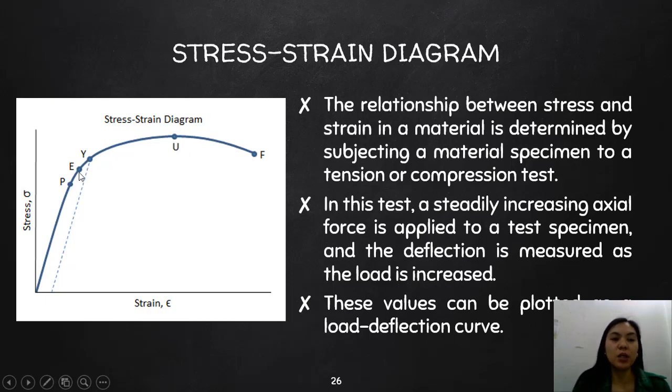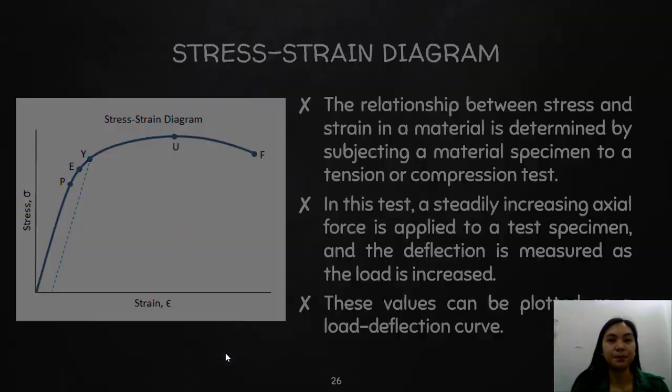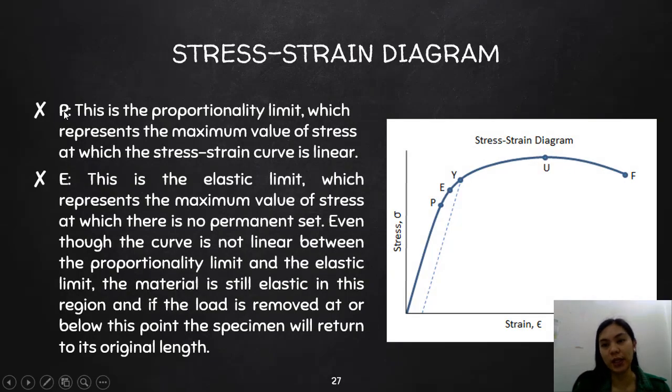Then, we have to make sure that we understand the particular letters indicated here so that we can interpret different kinds of materials in your higher engineering courses. So, the very first one is your letter P. When you see this letter P, this point is called your proportionality limit, which represents the maximum value of stress at which the stress-strain curve is linear.